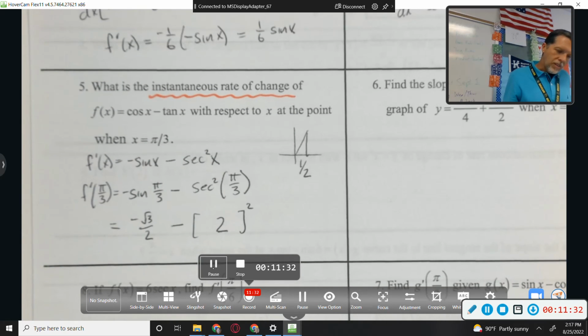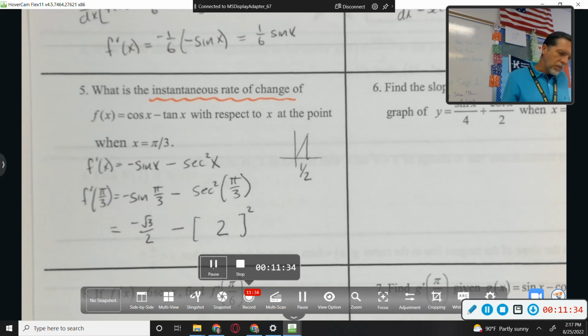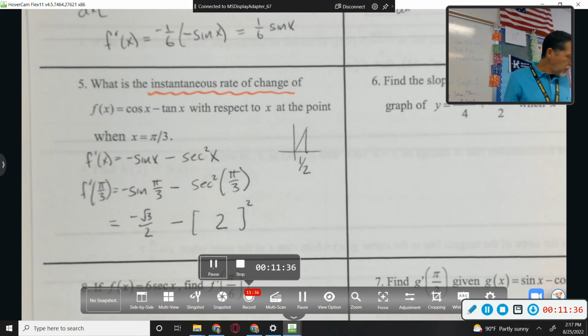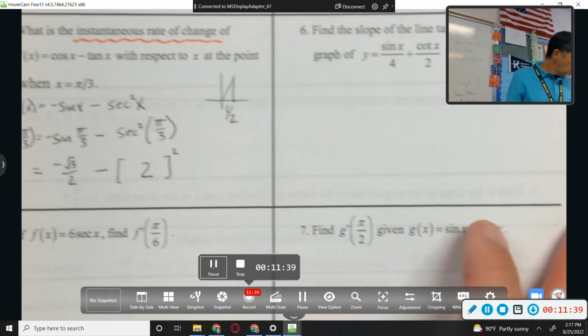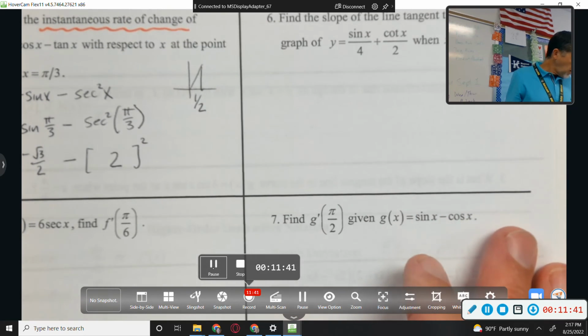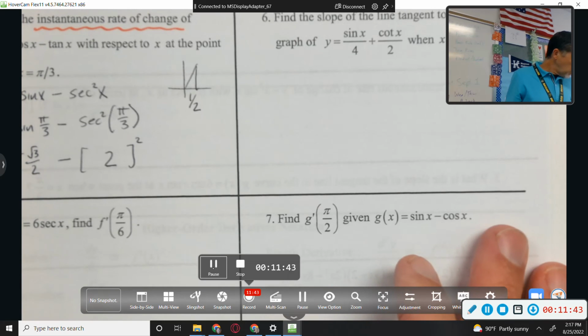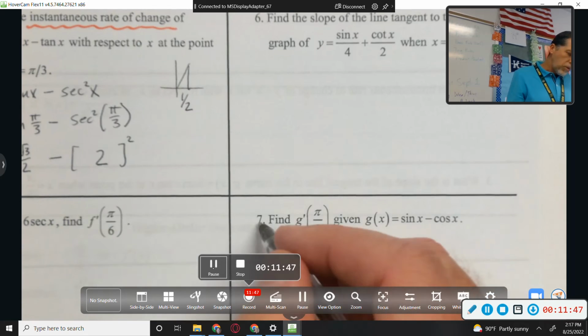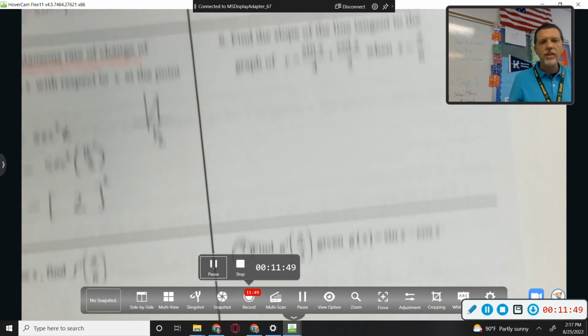Alright, 6 is basically the same thing, so is 7, and 8 somehow got reversed. Just to try one more, you try number 7 in that order. Try the bottom right problem.